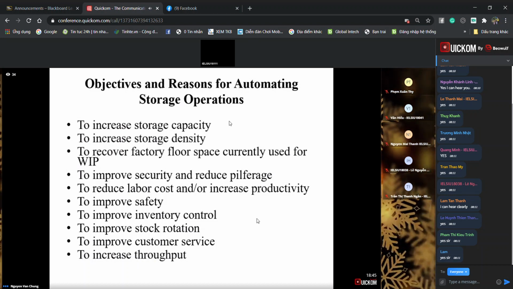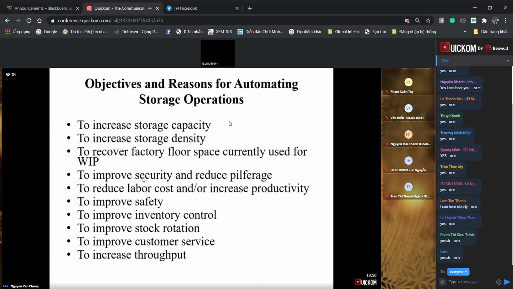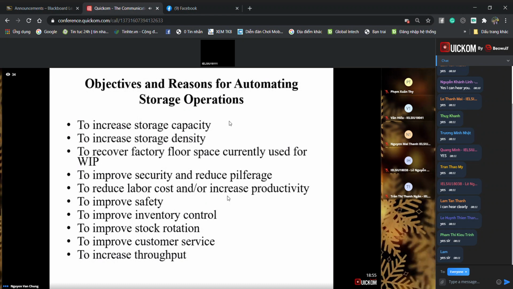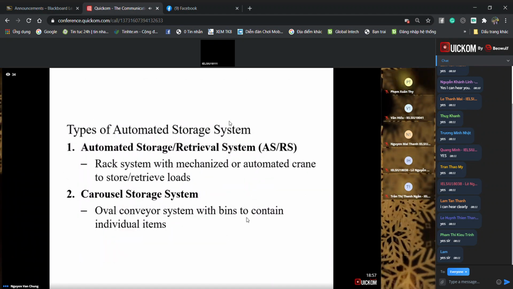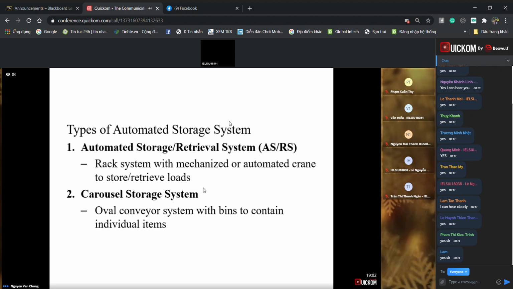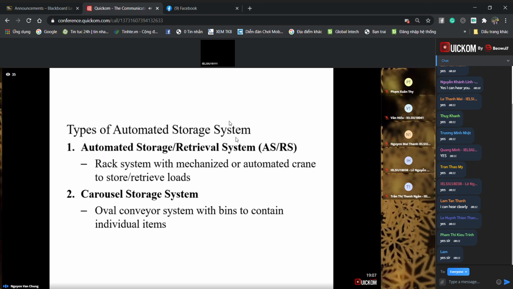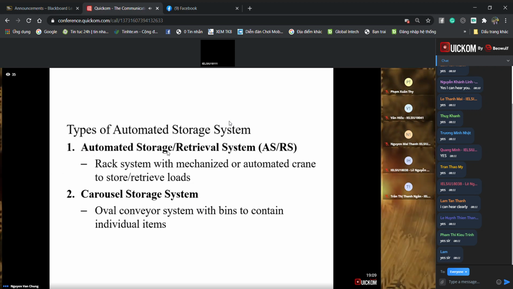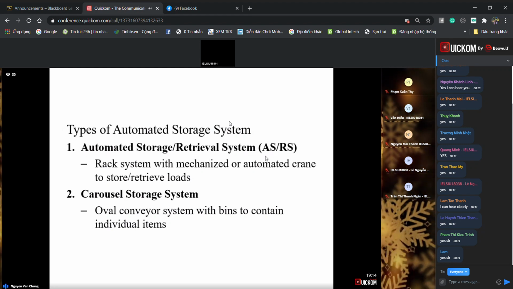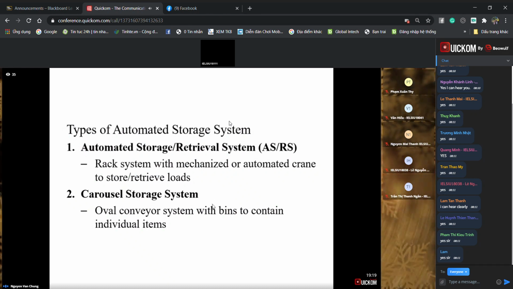Yes, and that's the objective. You see a lot of increase and improvement, and reduced labor cost as well. So we focus on and consider two types of automated storage systems: the automated storage and retrieval system, in brief we call ASRS, and carousel storage systems.